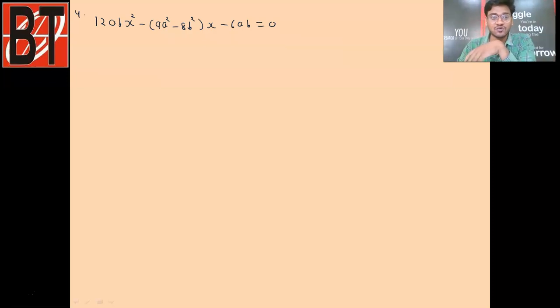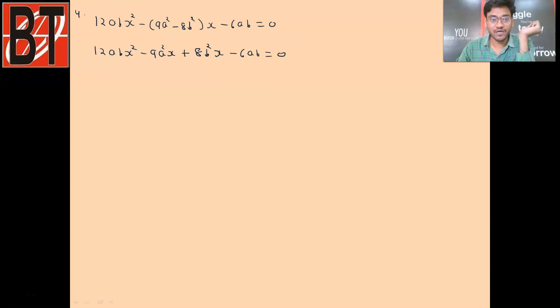Let me just multiply x inside the bracket. So it will become 12abx square minus 9a square x, minus minus will become plus, so plus 8b square x minus 6ab is equal to 0.